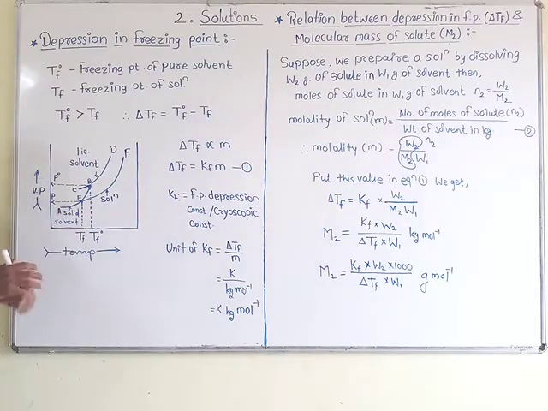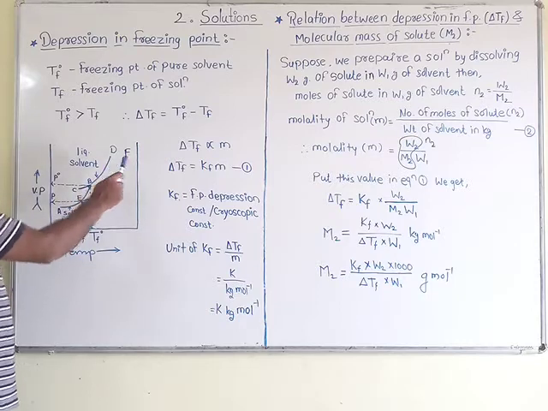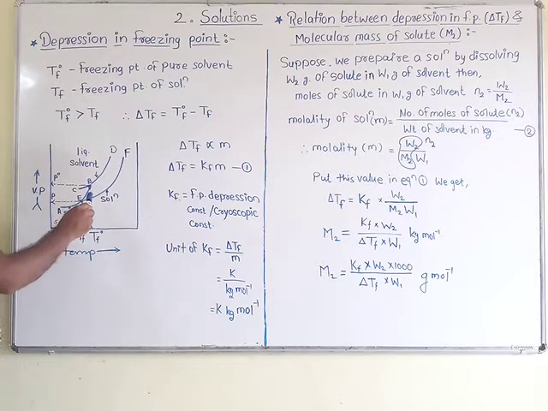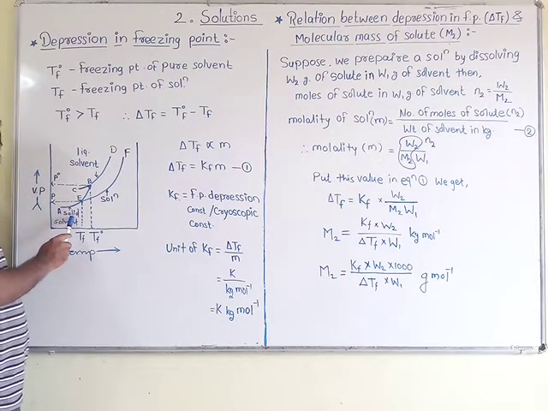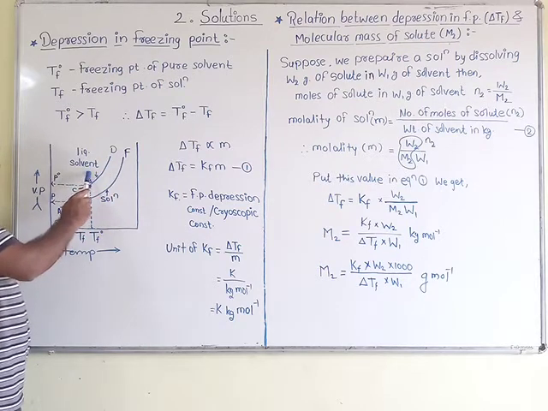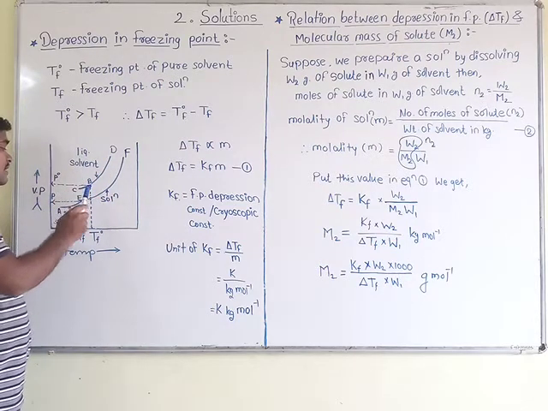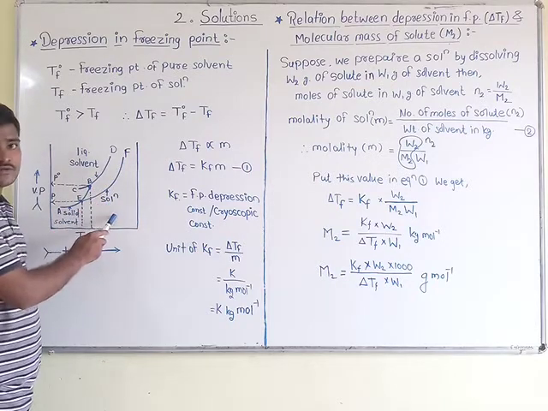Now look at this graph. Here we have plotted a vapor pressure curve against temperature. Here we are getting three curves: the curve AB, curve CD and curve EF. What do they indicate? The first curve AB is for the solid solvent, the second curve CD is for the liquid solvent, and the curve EF is for the solution.